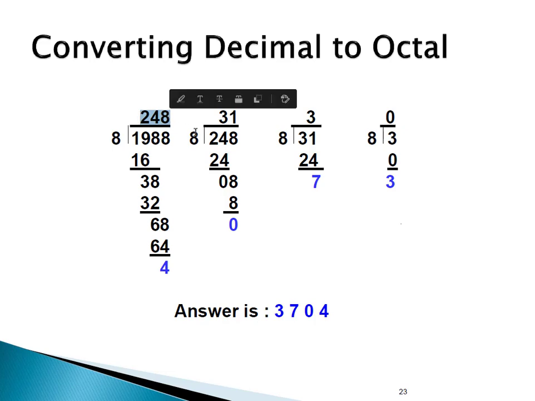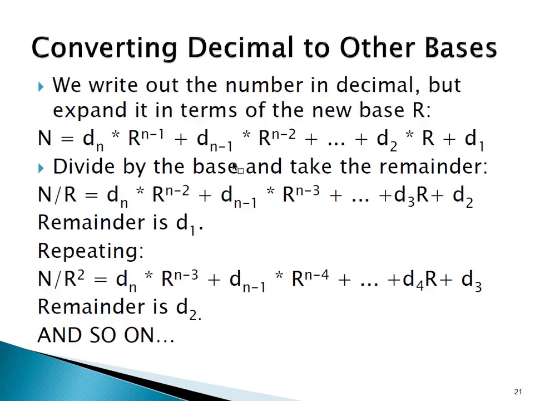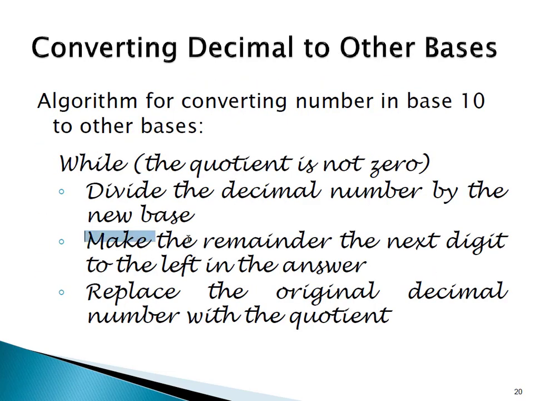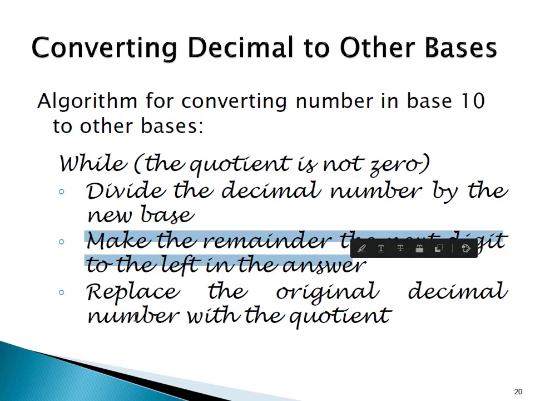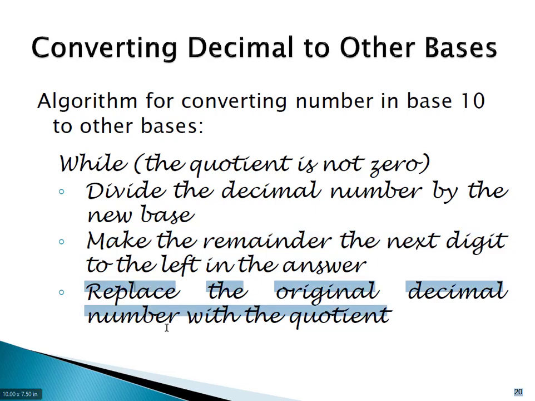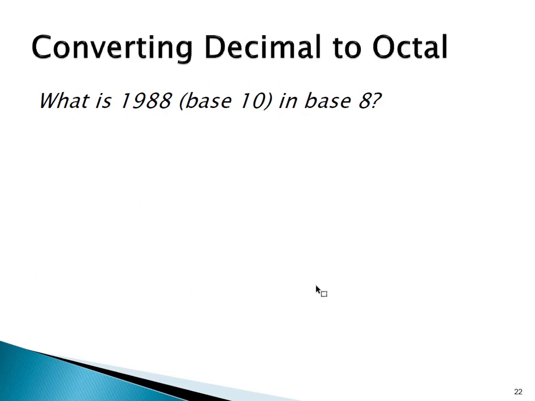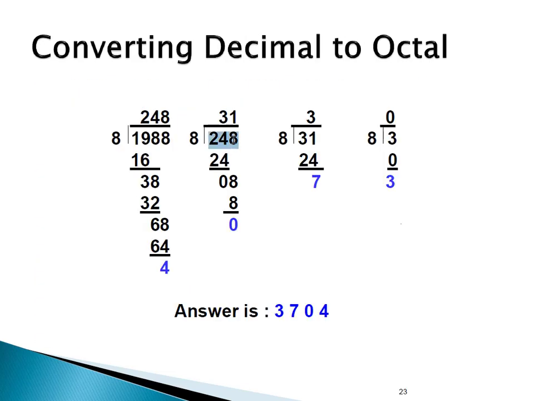Then our quotient becomes the new number, relating it back to the algorithm: make the remainder the next digit on the left, and replace the original decimal number with the quotient. This is where we are now. That becomes 248, divided by 8. How many times does 8 go into 248? Use your long division. It goes 31 times with a remainder of 0. And that becomes our d2.